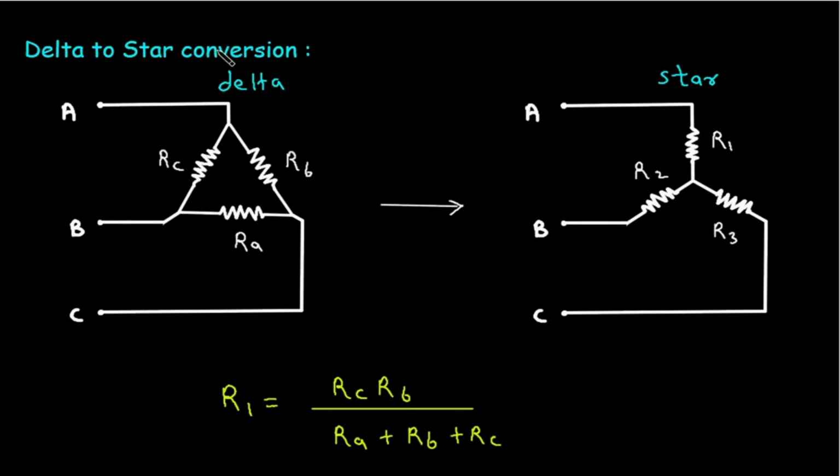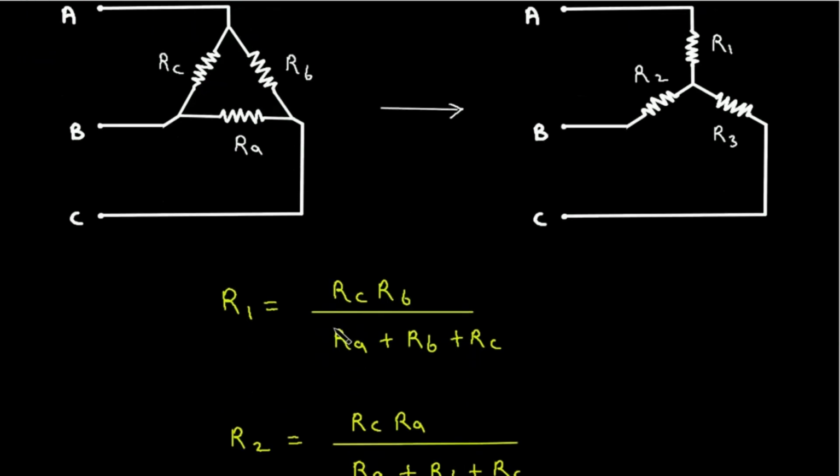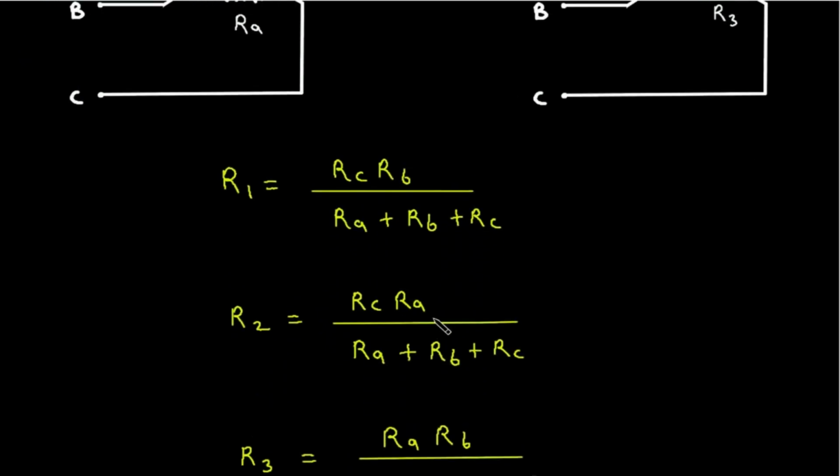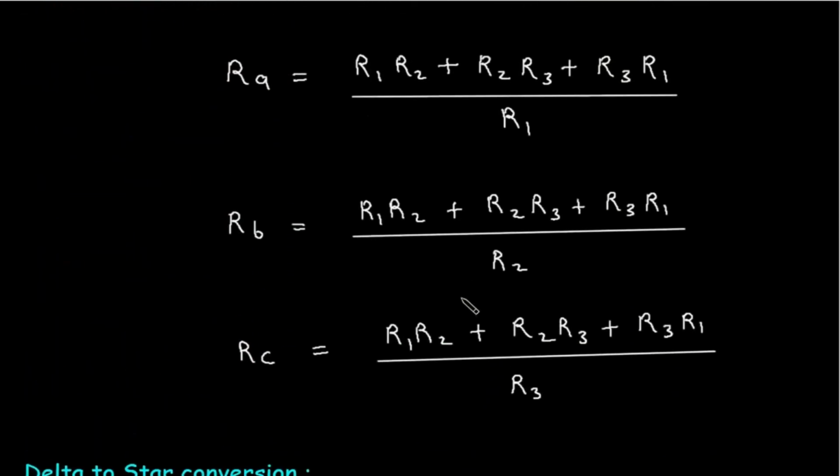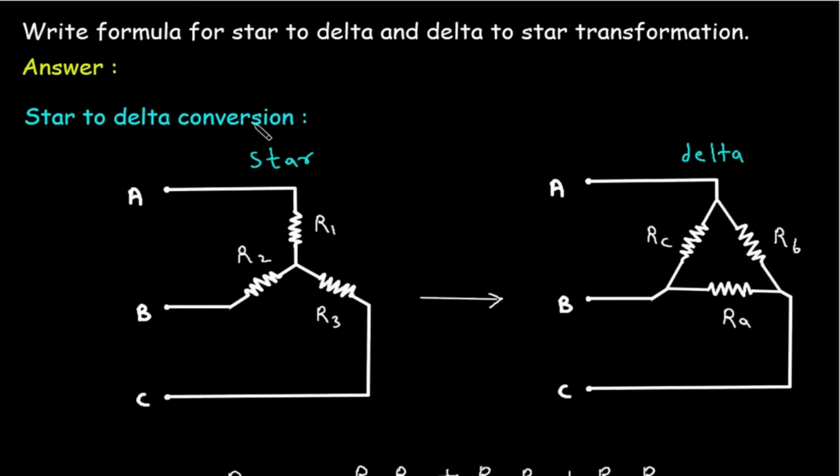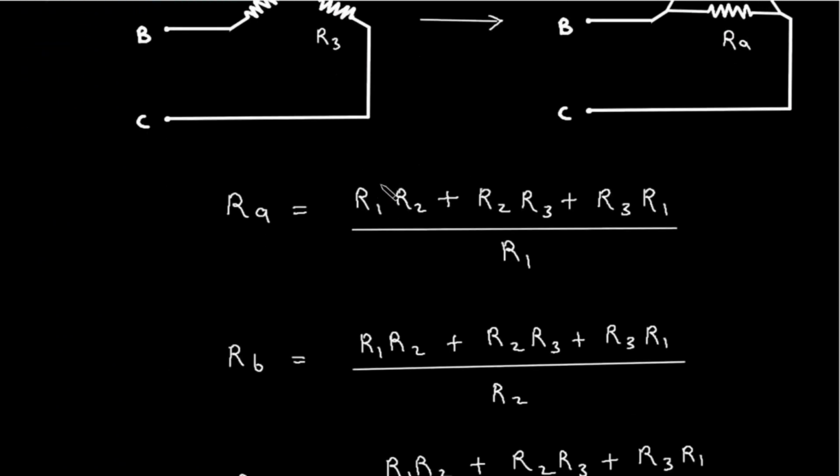In case of delta to star conversion, the denominator is the same. And in case of star to delta conversion, the numerator is the same.